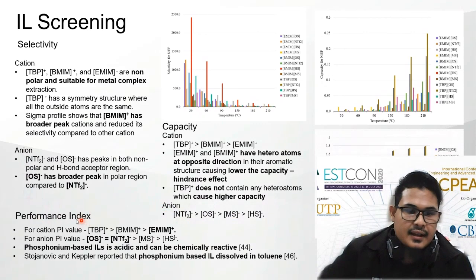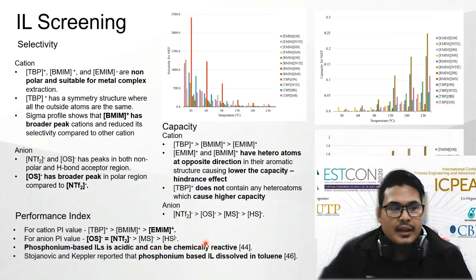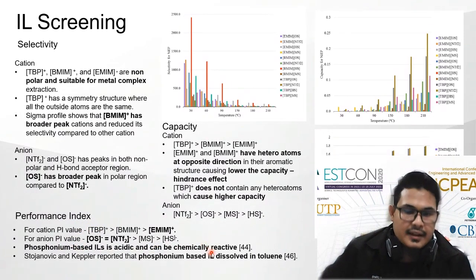You can see that TBP performs the best. However, the phosphonium-based liquid is acidic and can actually be thermally reactive. Since we are doing liquid-liquid extraction, we don't want any side reaction happening inside the system. So that's why we try to omit this particular TBP as our selected liquid cation.